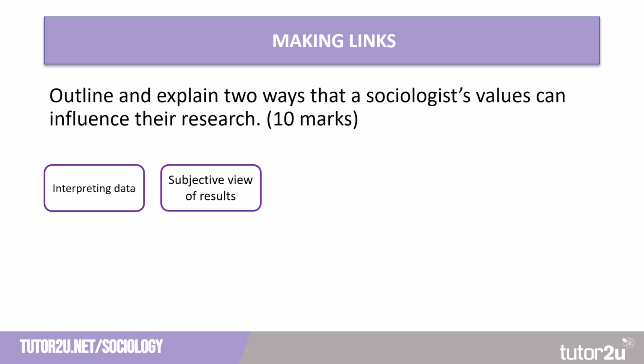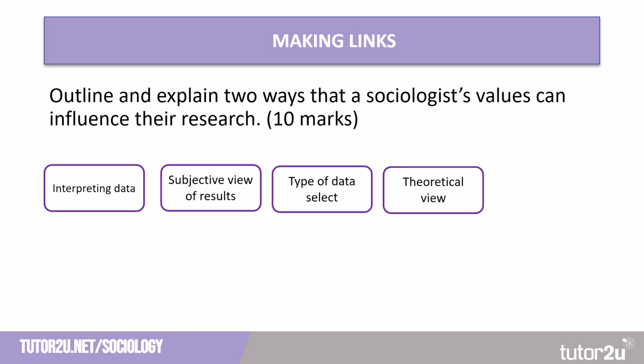If a sociologist has a very subjective view of their results, for example, an interpretivist, they may look to select qualitative data, which obviously influences the research and the research methods. We can also link this into a sociologist's theoretical view. Certain sociological theories prefer certain types of methods. For example, our more structural theories prefer positivist methods. And how does this then impact on the research? And this is our final part that we need to look at.